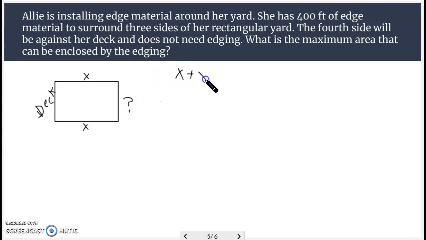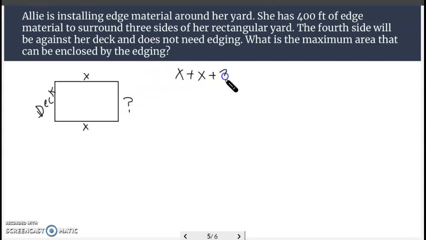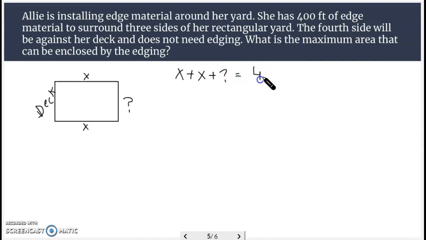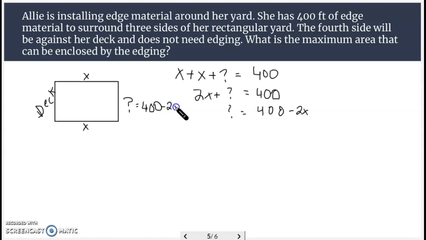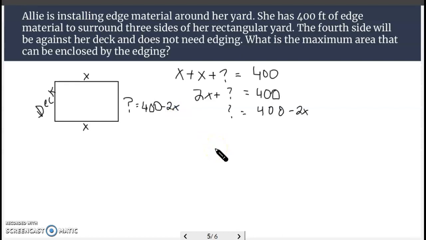If you add them all together, it adds up to the 400 feet of edging. So we could say 2x plus question mark equals 400. I want an expression for that question mark, so I'm going to take away 2x from both sides. So I have 400 minus 2x. That's an expression in terms of x for that 3rd side. Now the question has to do with area.